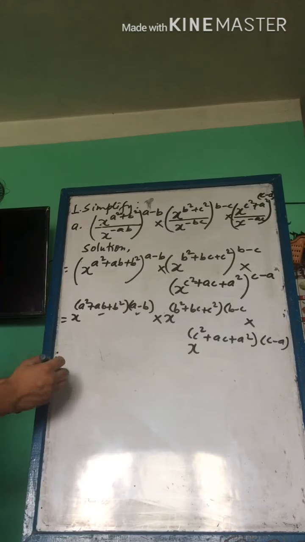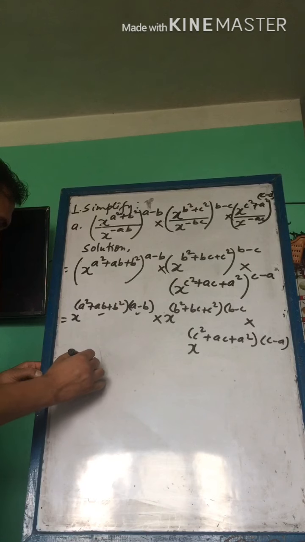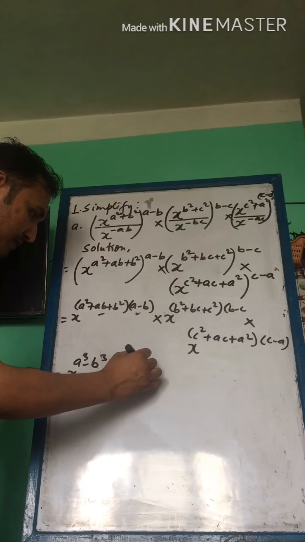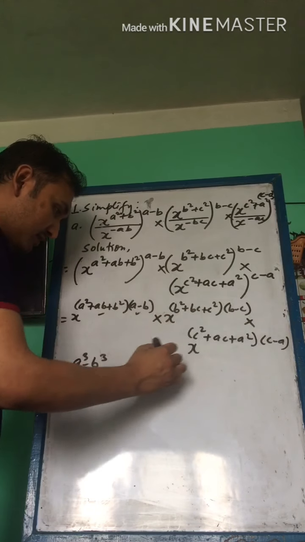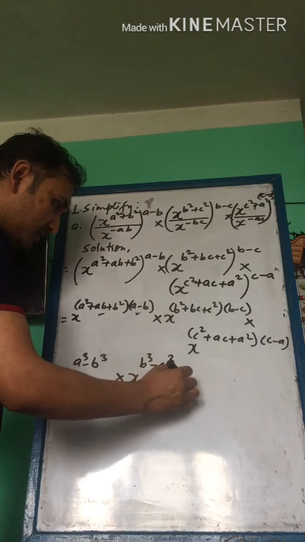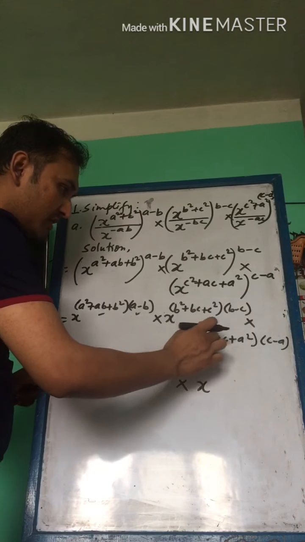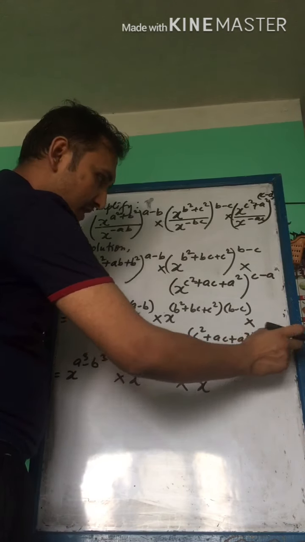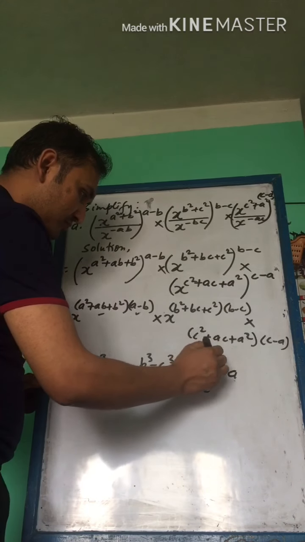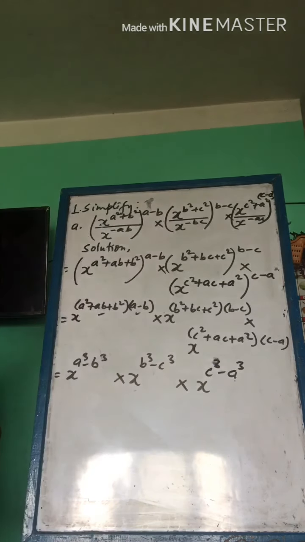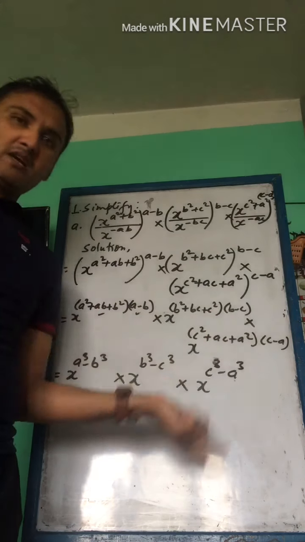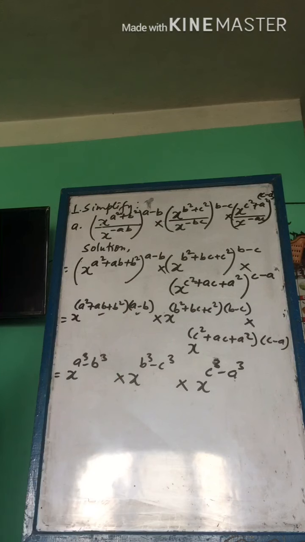What will be the result over here? x to the power a cube minus b cube into, what will be this? x to the power b cube minus c cube. Similarly over here also, x to the power c square plus ac plus a square into c minus a. What will be the result for this? c cube minus a cube. Okay, this product of this type you have learned already in algebraic formulas.